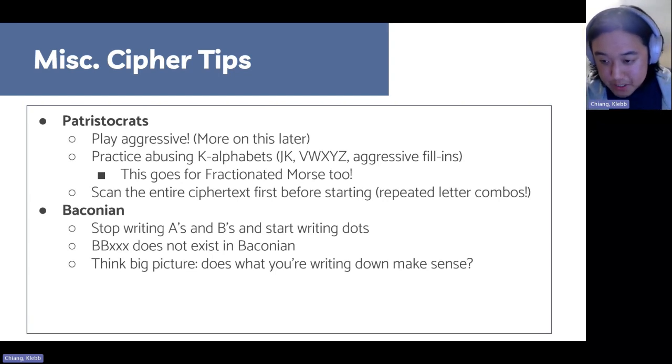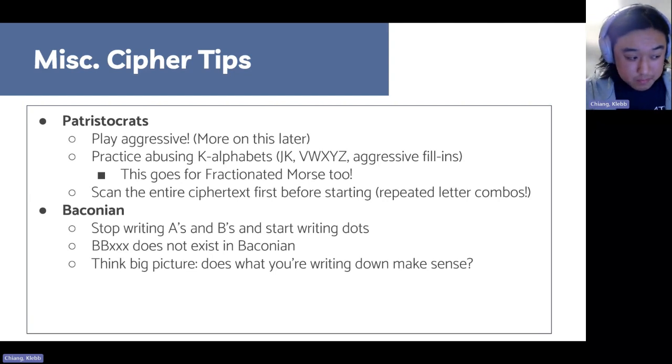Does flipping one of my A's into a B, or I guess following my own advice, dots into a dash, does doing that make this make sense? That's usually what I'm thinking about.